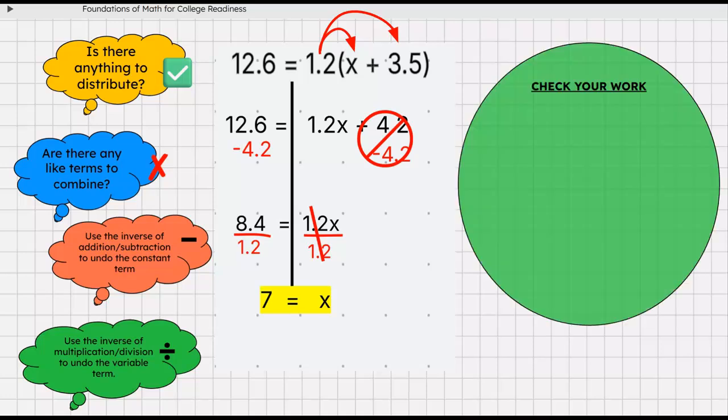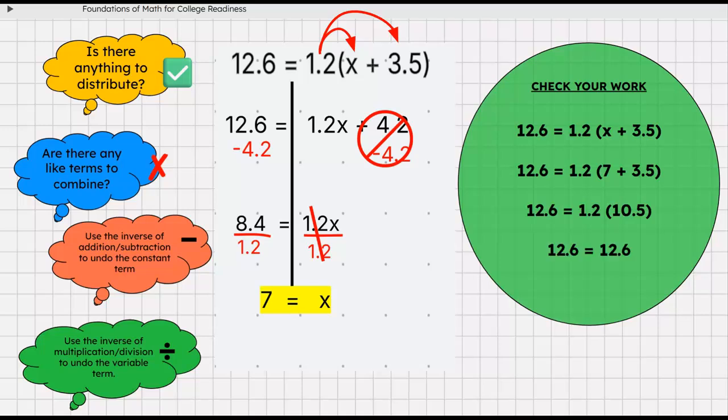We need to check that though. So thankfully, it's a whole number. It'll be a lot easier to check than that last one. But we're going to check our work. So our original equation was 12.6 equals 1.2 times (x plus 3.5). So if we were to substitute our solution in, we would have 12.6 equals 1.2 times (7 plus 3.5). And that's 12.6 equals 1.2 times 10.5, which is 12.6 equals 12.6.